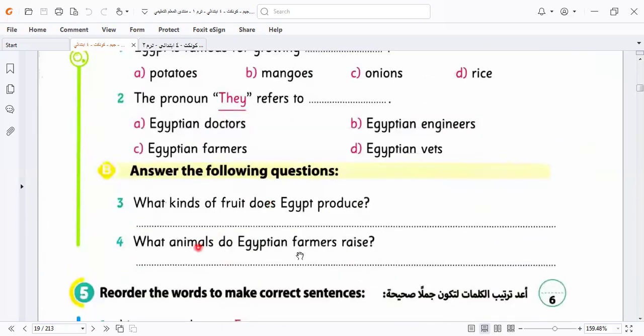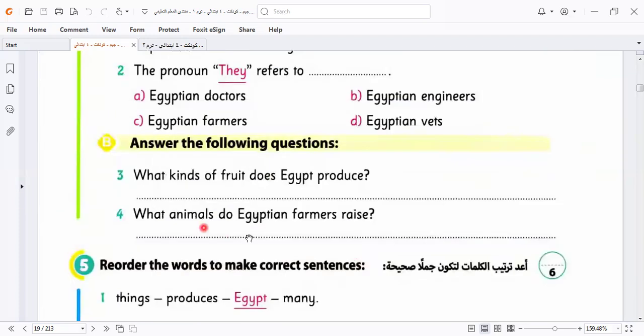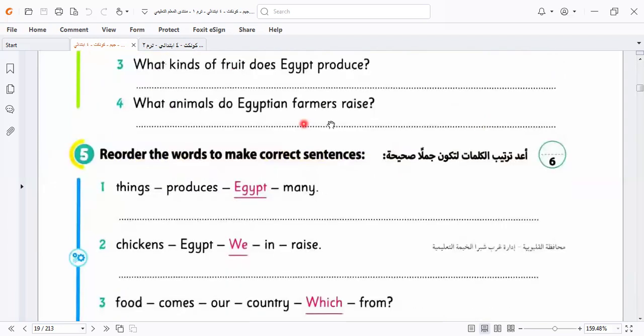What animals do Egyptian farmers raise? Here we ask about animals. The Egyptian farmers raise what? They raise chickens, goats, sheep, and cows. Here we have sheep. Sheep in singular and plural is the same. So they raise chickens, goats, sheep, and cows. This is the answer to this question.